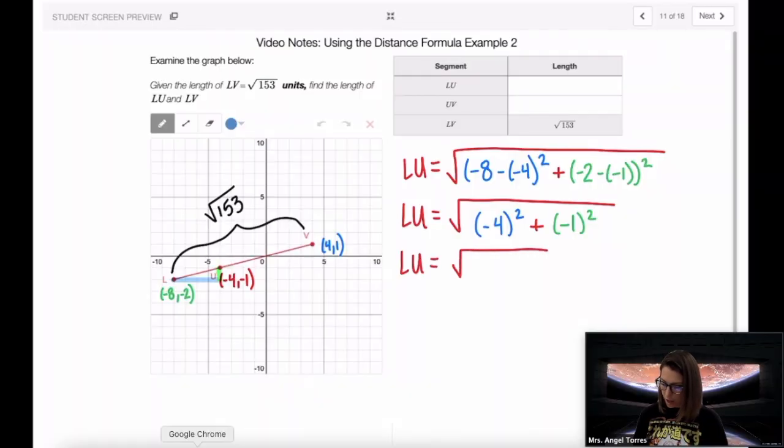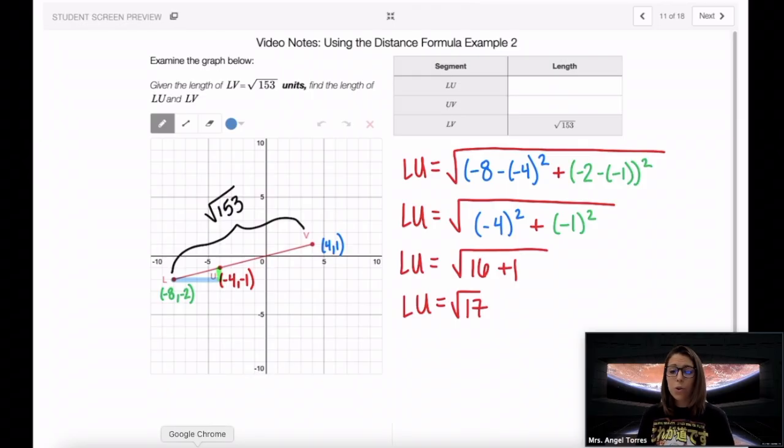LU equals the square root of 16 plus 1. So LU equals the square root of 17. And because 17 is irrational, we just have to leave it as the square root of 17. There's nothing else that we can do here.